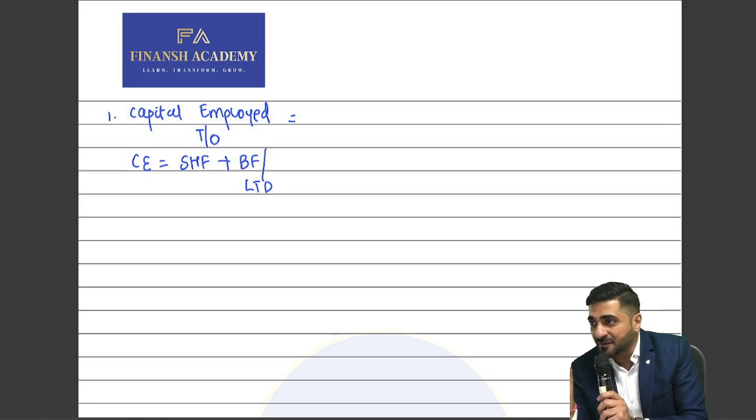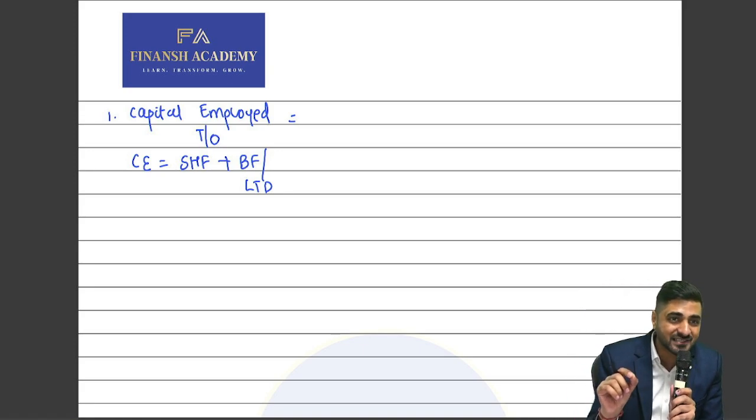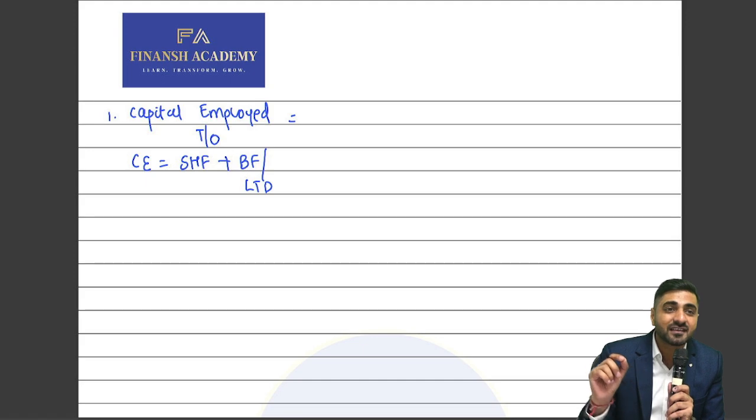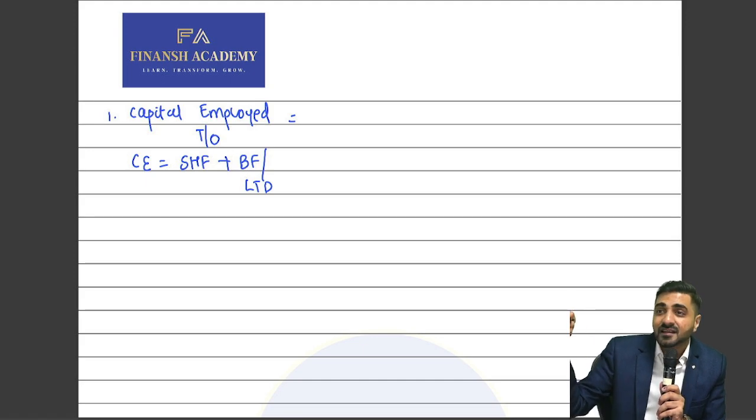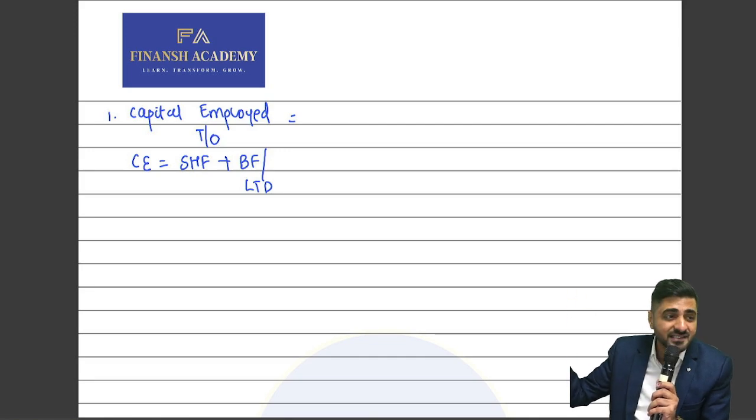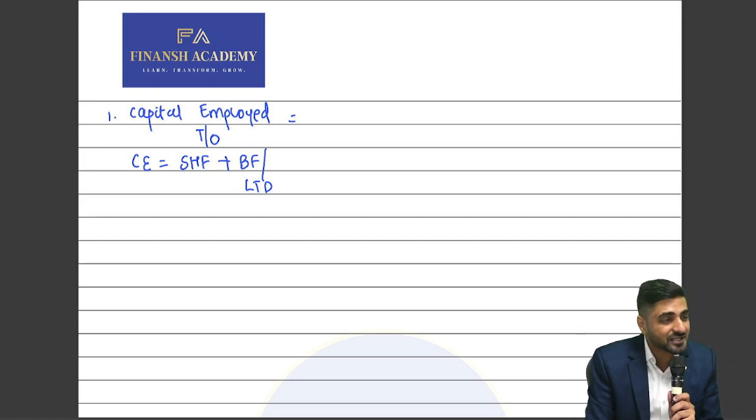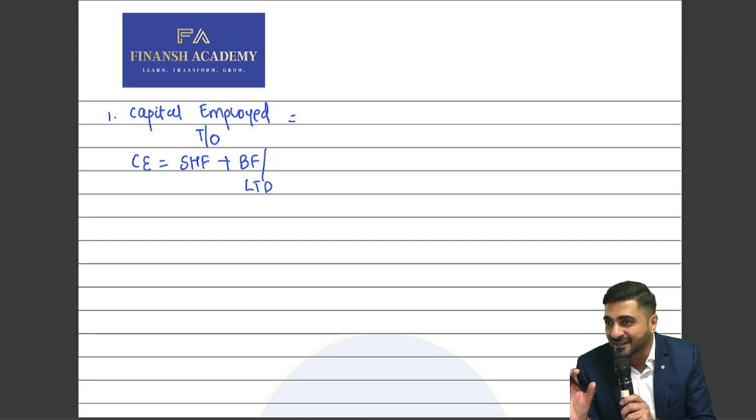In shareholders, will the preference shares come? Come on, yes or no? Yes, sir. Give me shareholders: equity share capital plus preference share capital plus reserves and surplus. Very good. Minus miscellaneous expenditure not written off. Right? And shareholders plus borrowed funds will actually give our capital.